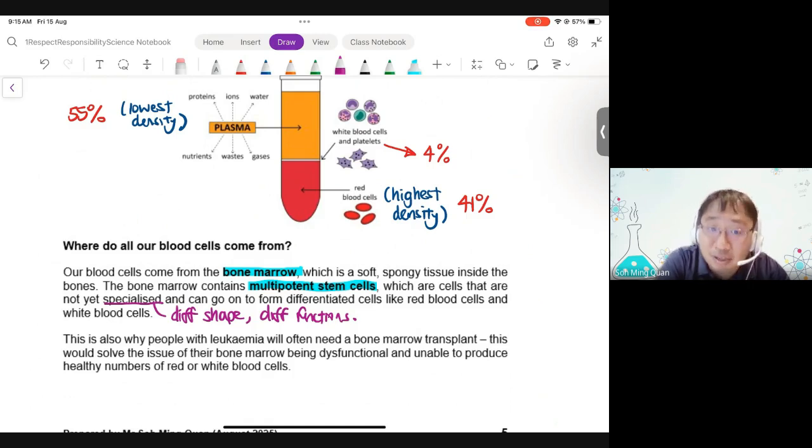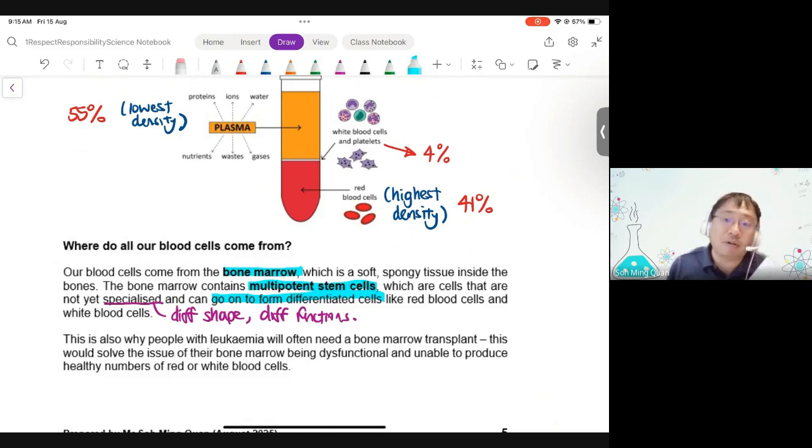And what's interesting is stem cells can go on to form differentiated cells. So you can think of stem cells as the precursor, the origin of the differentiated cells that we have. So the bone marrow contains multipotent stem cells which differentiate to form red blood cells and white blood cells.